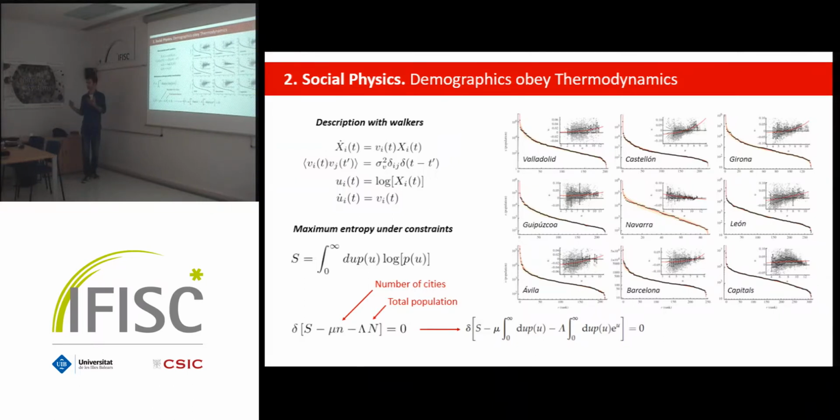So the more information you have about the system, the better the predictions are going to be. But sometimes only a few of these constraints are enough to describe most of the system. And that was the case with the Spanish provinces here.